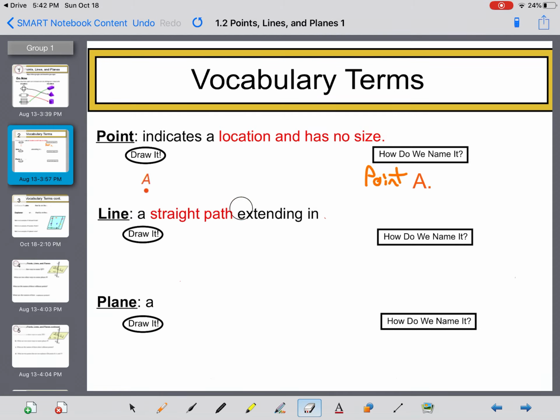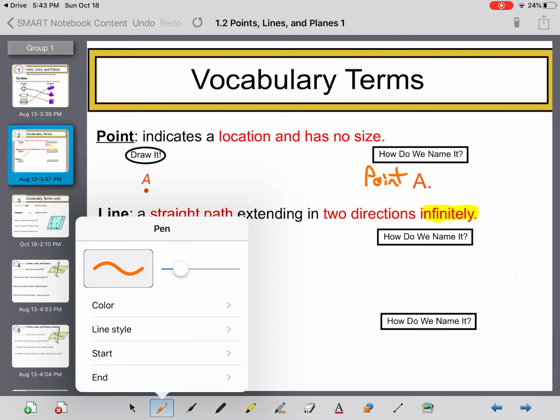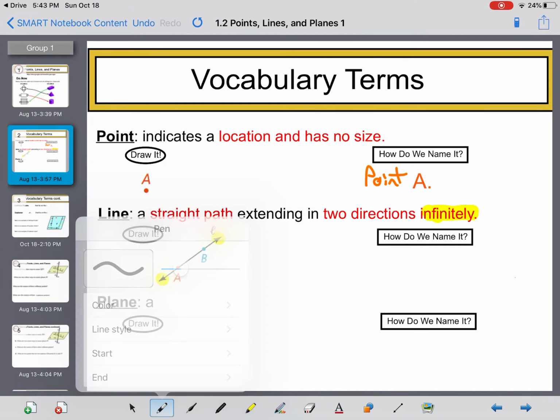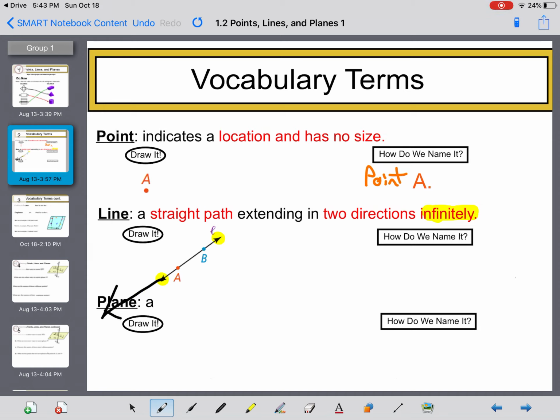A line is a straight path extending in 2 directions infinitely, meaning they go on in both directions forever and ever. If you were to draw a line, it would look just like this. Notice how it has several points located on the line itself, but the most important part is these arrows. Those arrows mean that they extend infinitely. They will run forever, meaning these lines will go all the way.